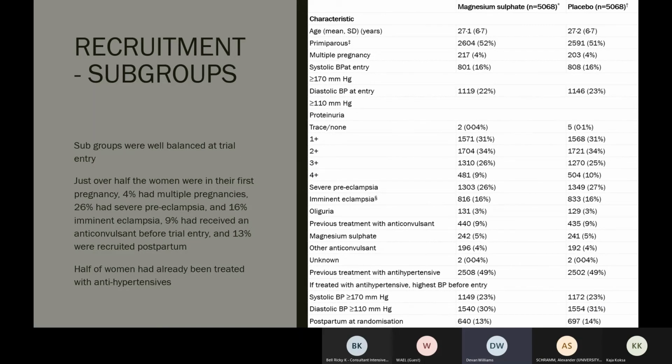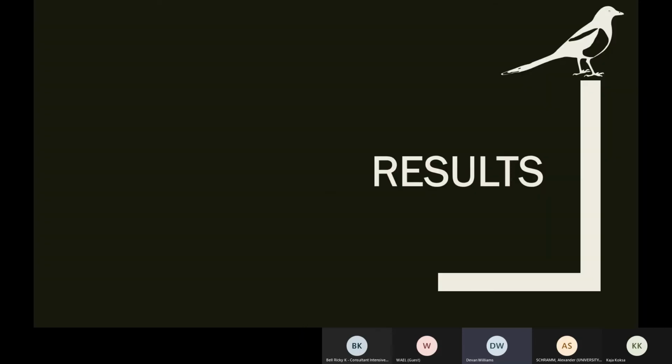This is just a subgroup analysis showing where most of the women were. The main things to highlight here are that the majority of the women in the groups, I think about half of them, had already received antihypertensives prior to starting. And about a quarter of them were severely eclamptic prior to initiating treatment anyway. So it can obviously sway the results.